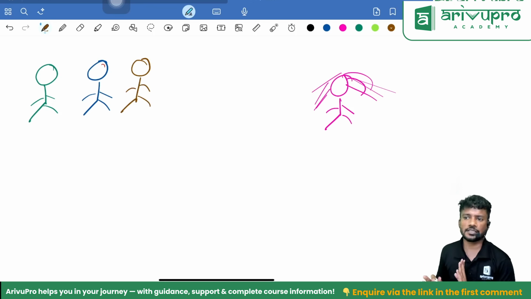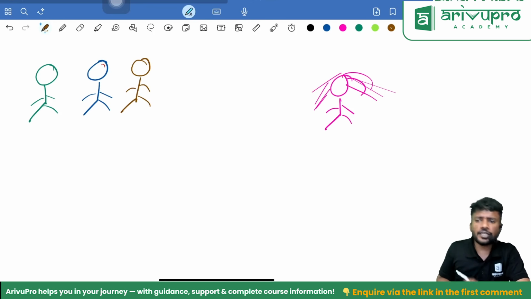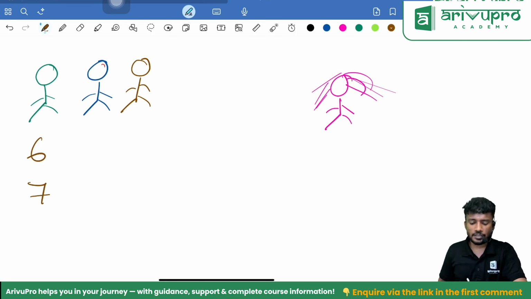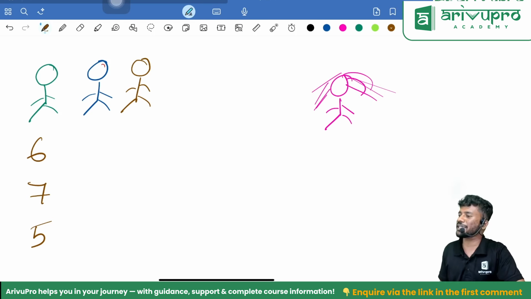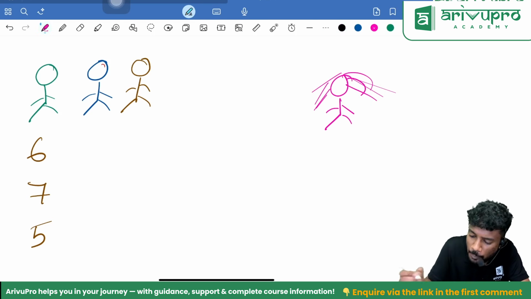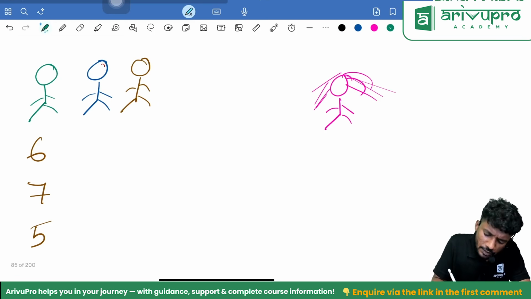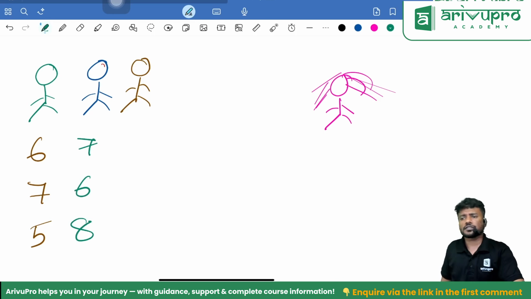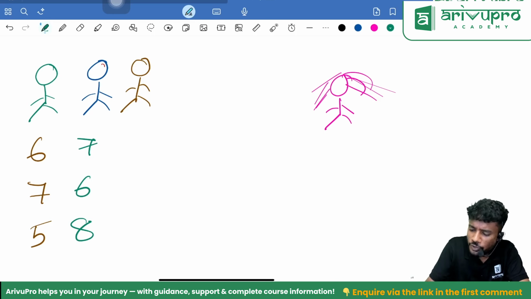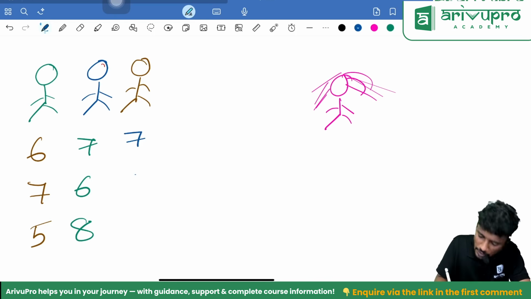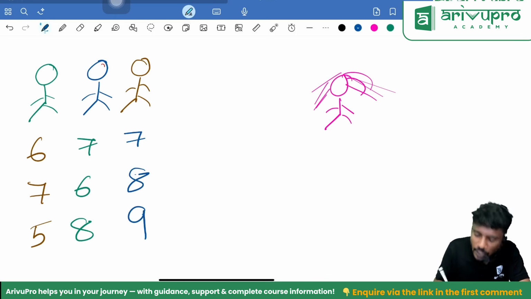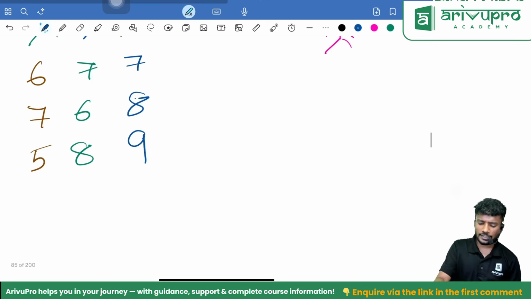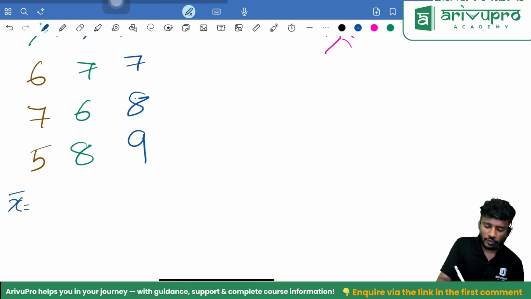Now, what is happening is, our green boy is giving 6 love letters, 7 love letters, and 5 love letters to our straight hair girl, the pink girl. Then our blue boy is giving 7 love letters, 6 love letters, and 8 love letters. But our brown boy is giving 7 love letters, 8 love letters and 9 love letters. Now, what is the average here? X bar is how much for our first boy?